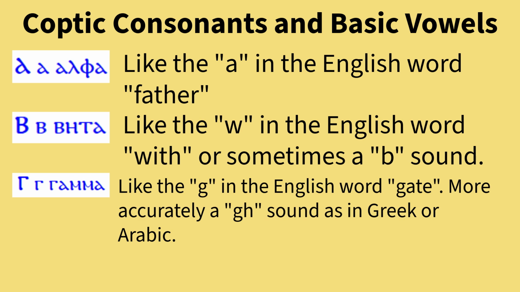So first of all, we have alpha, which is like the a in the English word father, something similar to that. A. Then we have the letter which is like the W sound in the English word with, or sometimes a B sound, and I'll have more on that later in this video. Gamma is like the G in the English word gate. However, more accurately, it's more like a g sound as in Greek or modern Greek or Arabic.